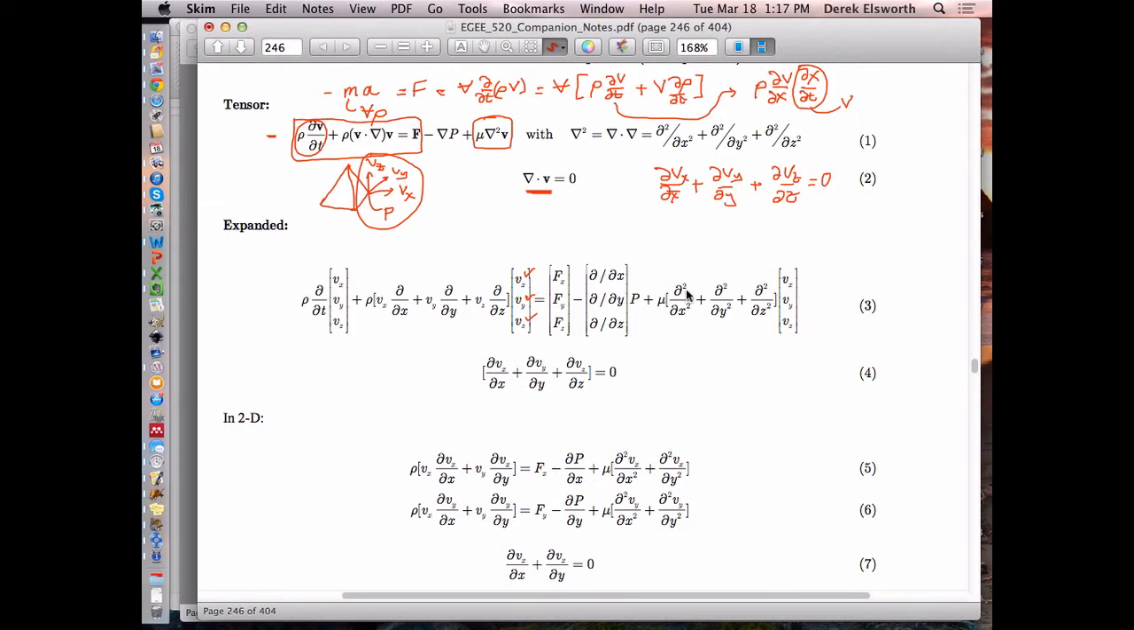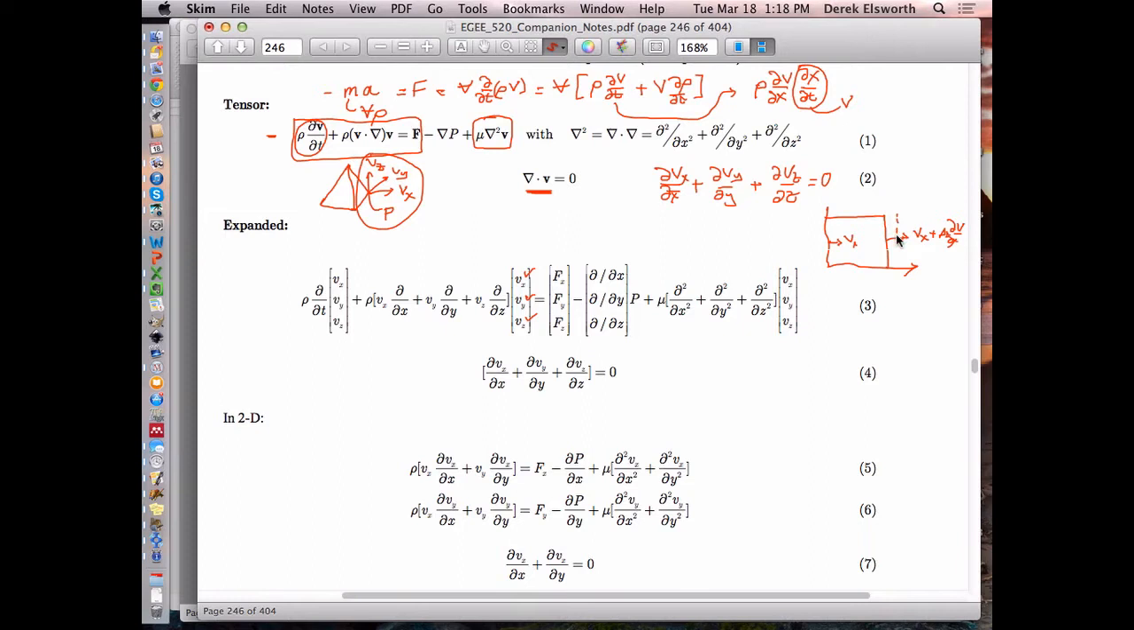And the reason that that is continuity is that if you think about this being a little unit cube, and if this unit cube is moving at some velocity vx plus delta x dv/dx, and this is moving at velocity vx, then this thing has to be getting this much longer in a given time.